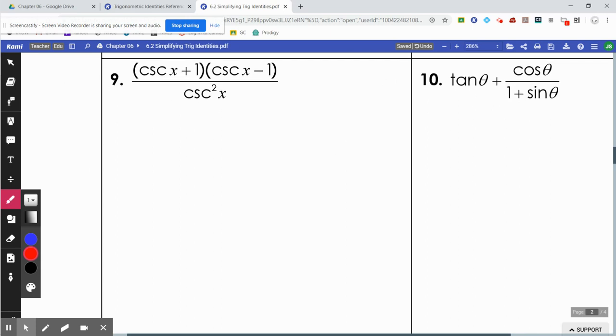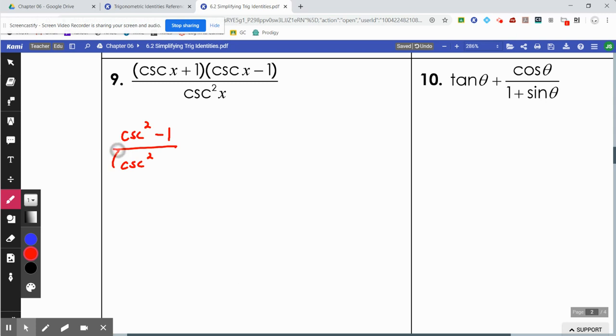Notice on top you have conjugates. And we know that when we multiply conjugates, we get difference of squares. So let's go ahead and distribute that out, FOIL it out. You get cosecant squared minus 1 on top. And you have a cosecant squared on bottom.